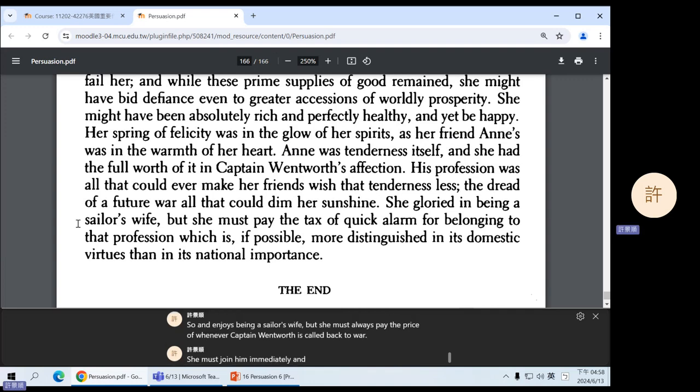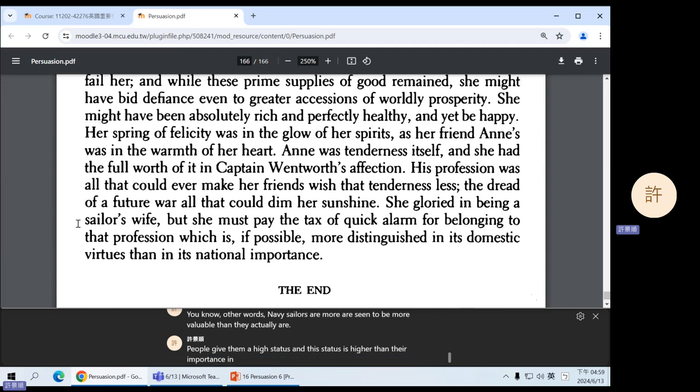And then finally, Jane Austen adds a small insult to the Navy. She says that the Navy is more important domestically than nationally. In other words, Navy sailors are seen to be more valuable than they actually are. People give them a high status, and this status is higher than their importance in defending the nation.